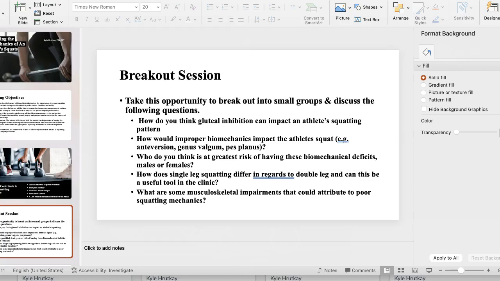How does single leg squatting differ in regards to a double leg squat? And can this tool be useful in the clinic? Have you used it in the clinic previously, or seen someone else use it in the clinic? And finally, if you have time, please discuss what are some musculoskeletal impairments that could attribute to poor squatting mechanics.